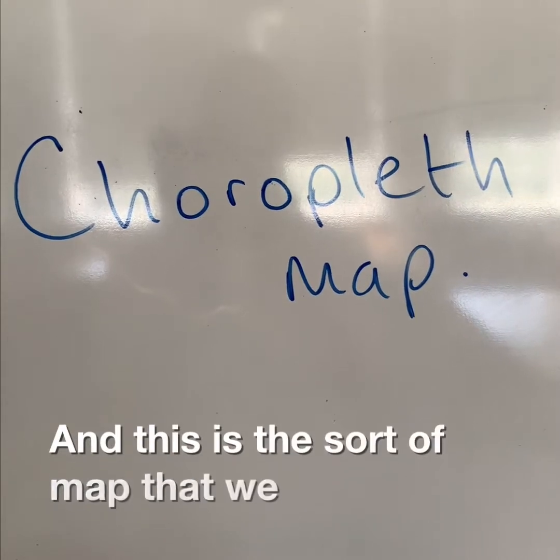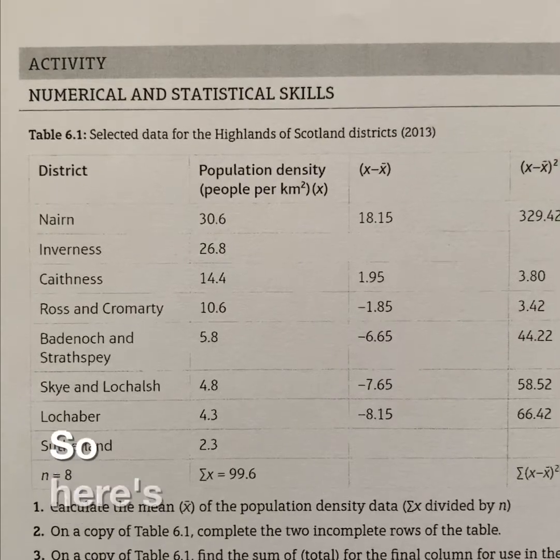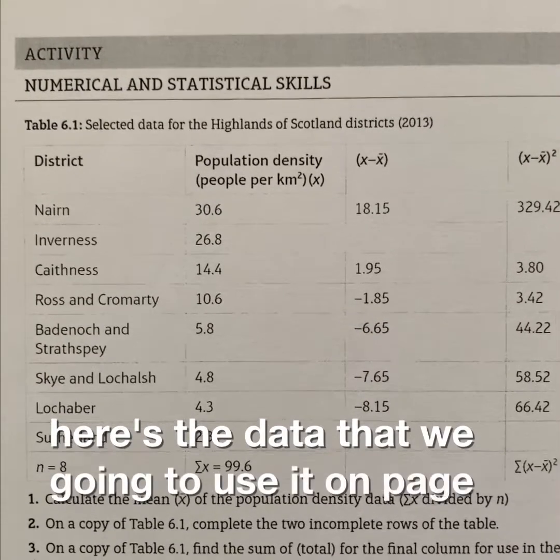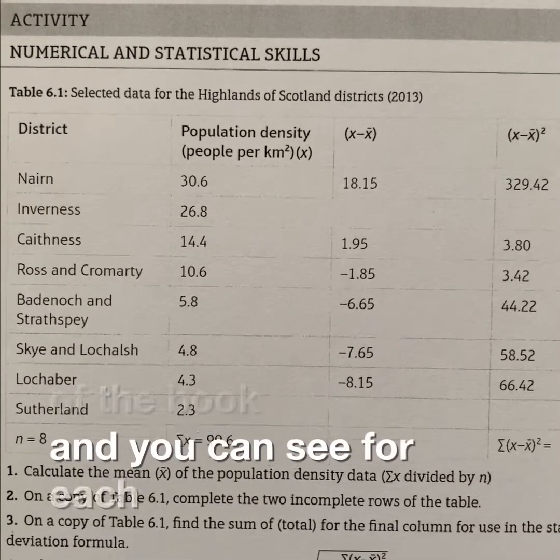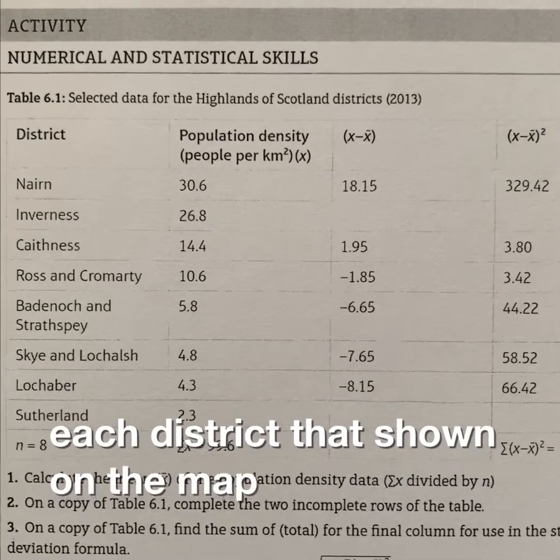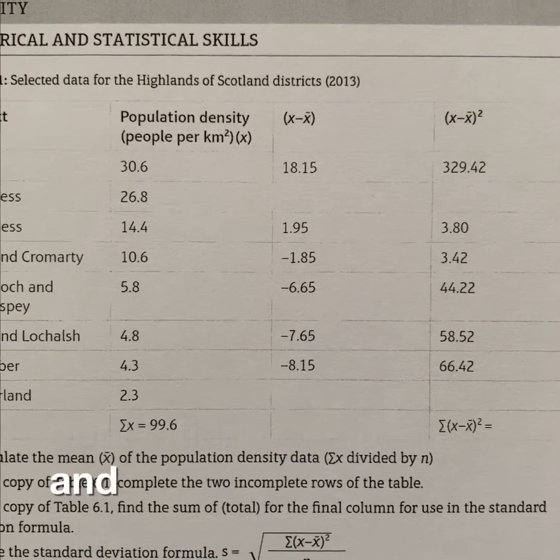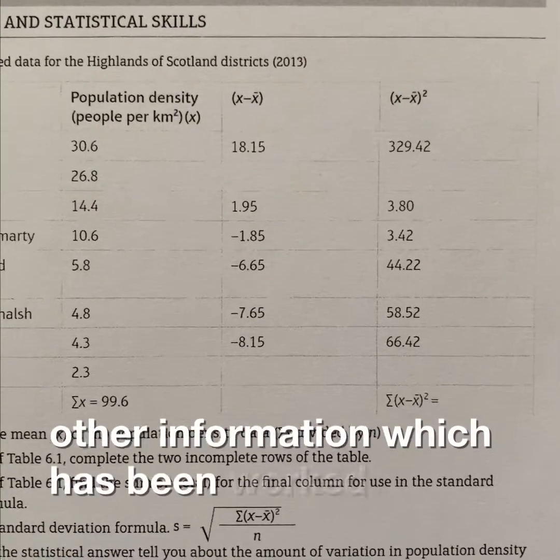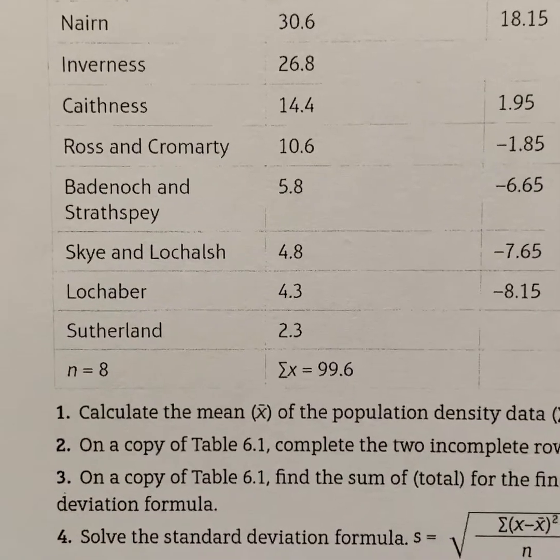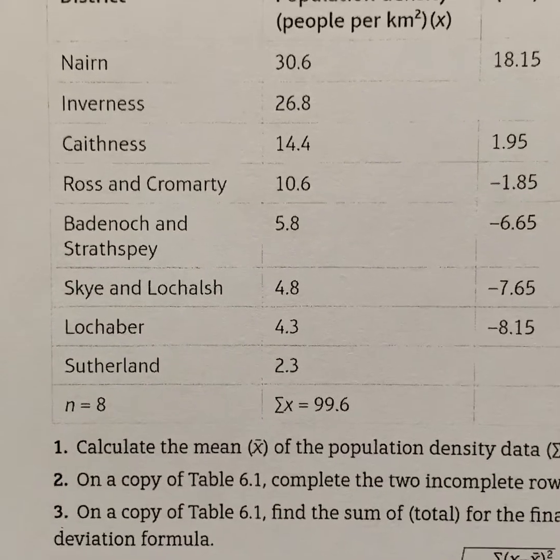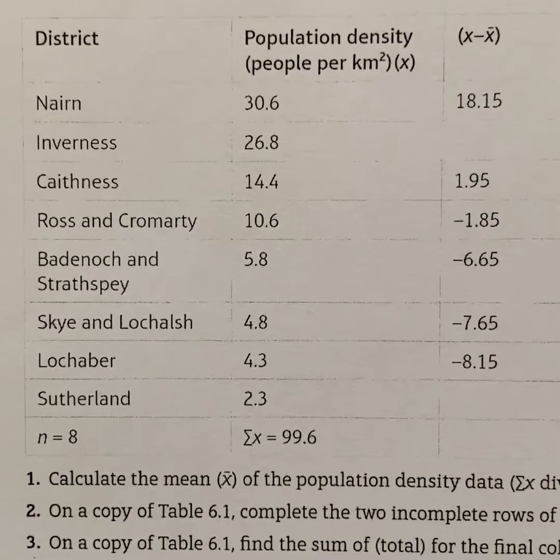And this is the sort of map that we are going to make. So here's the data that we're going to use. It's on page 278 of the book. And you can see for each district that's shown on the map, you've got some data for population density. And then you've got this other information which has been worked out from the population density. So from the bottom of the table, we can see that n equals 8. N is just the number of data sets that we've got there.